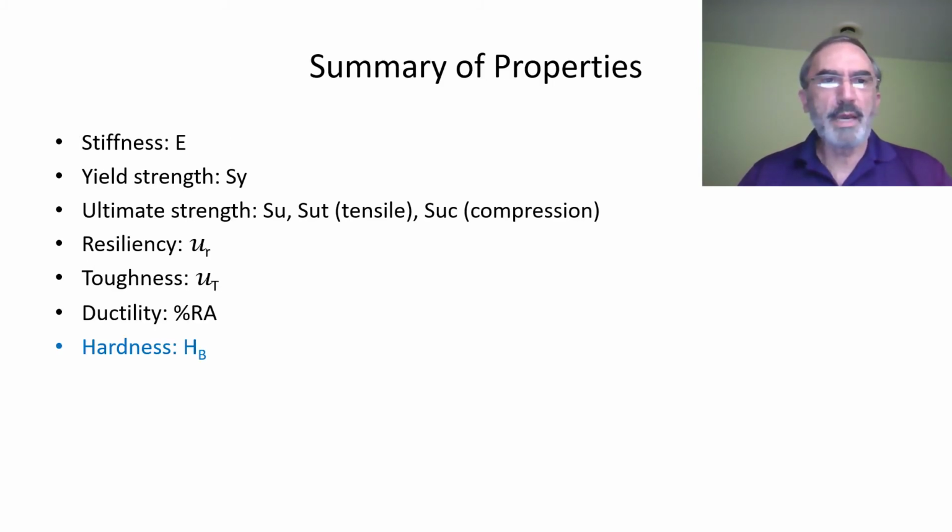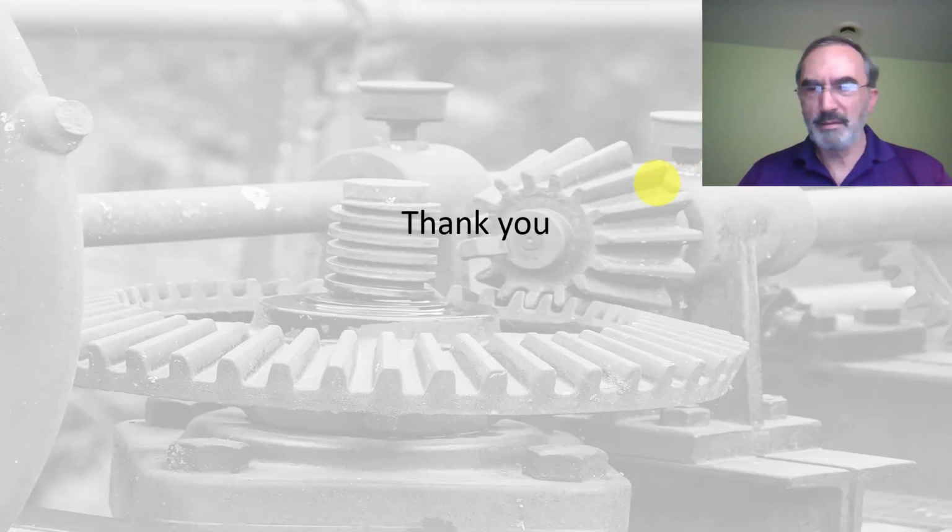So now we added H sub B, another property, to our list of properties: stiffness, yield strength, ultimate strength, resiliency, toughness, ductility, and hardness. With that we have all the properties that we need for now. I say for now because as we move on, there may be some other things that we need, and we'll deal with that when we need them. So that's it. Thank you very much.